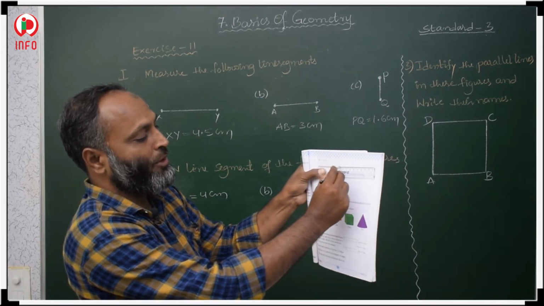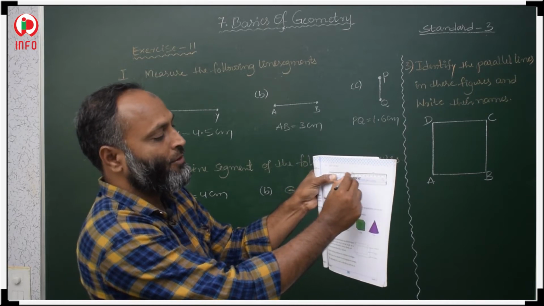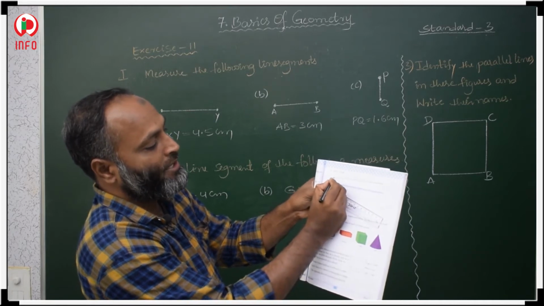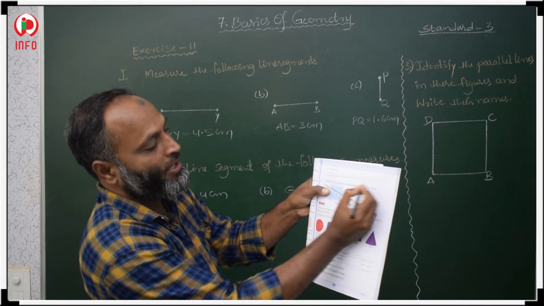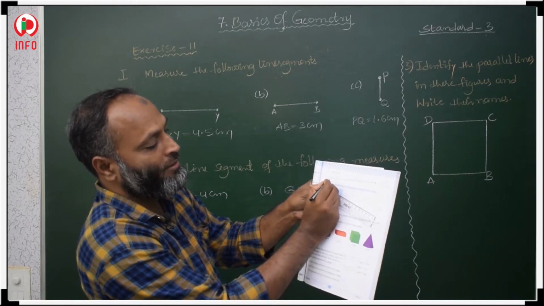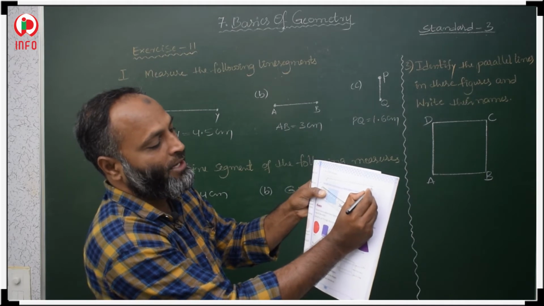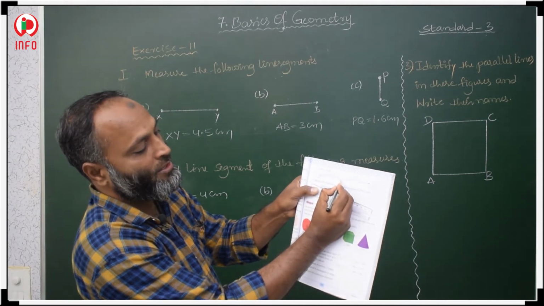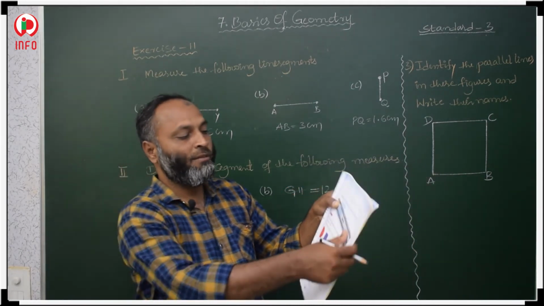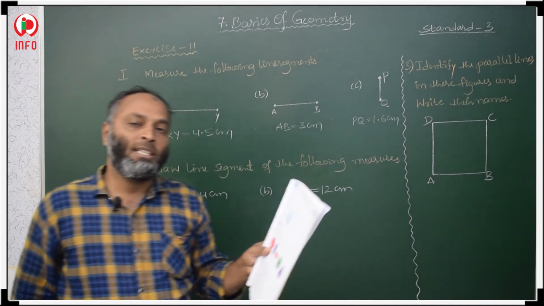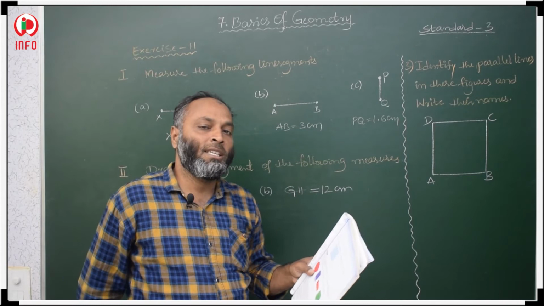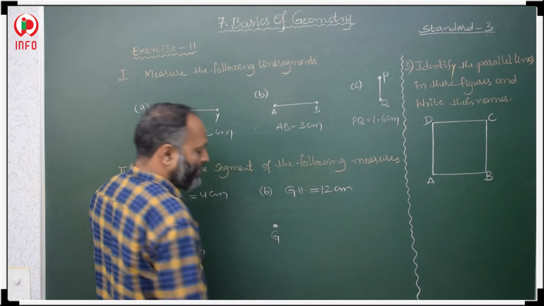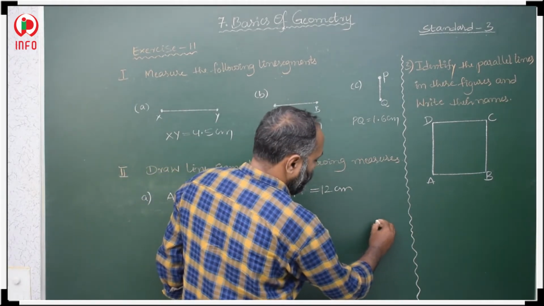Now we join these 2 points from here to here. One point is G, marked at 0, and the other point is H, marked at 12 centimeters. Now the total GH length is 12 centimeters. In this way we draw the required line segment, whatever is given. First we keep one point at G, that is at 0, and mark another point at 12 centimeters, that is H.